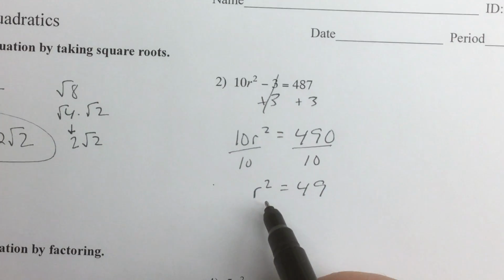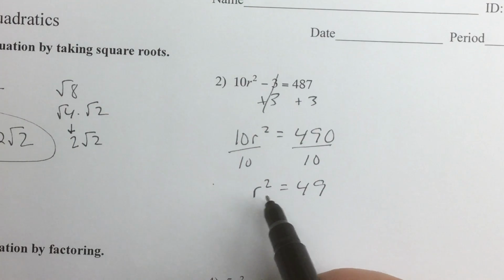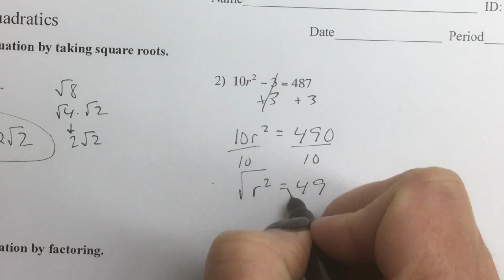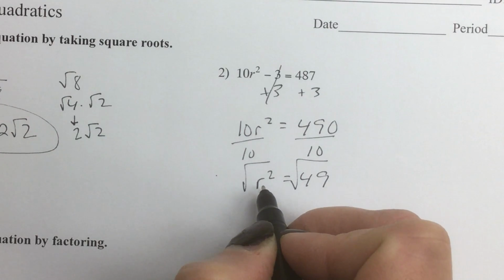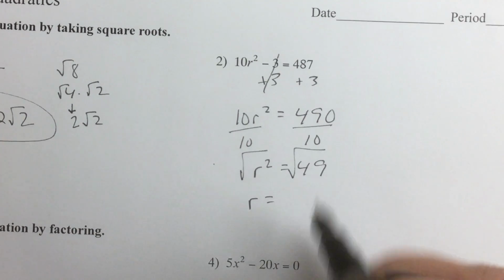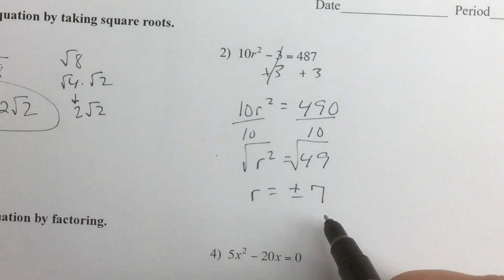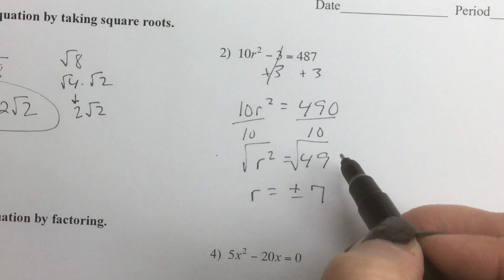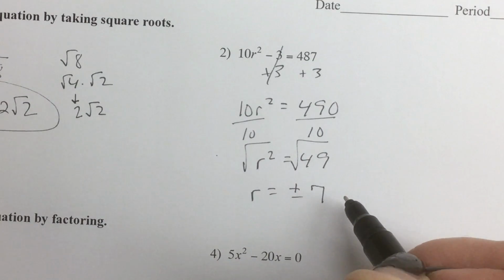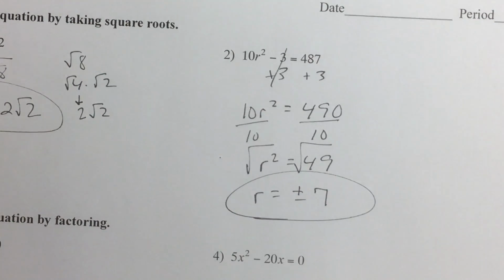And once you get your letter that's squared alone, then you take the square root of both sides. So the square root of r squared is r. The square root of 49 is 7. So plus and minus 7. Don't put radical 7. When you take the square root of 49, it becomes regular 7. So that is your answer.